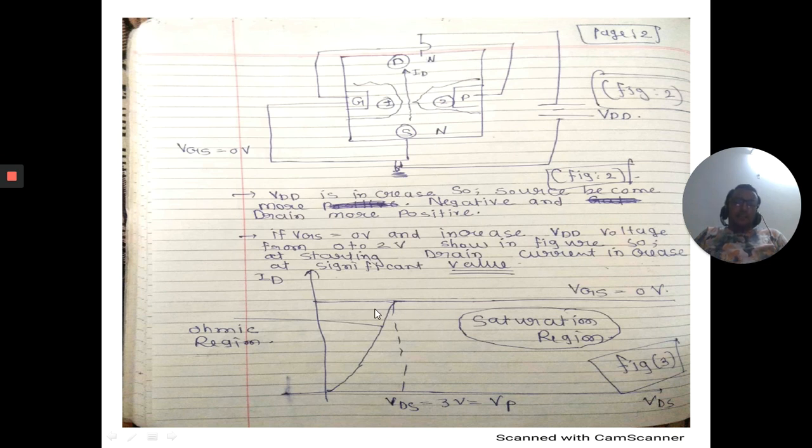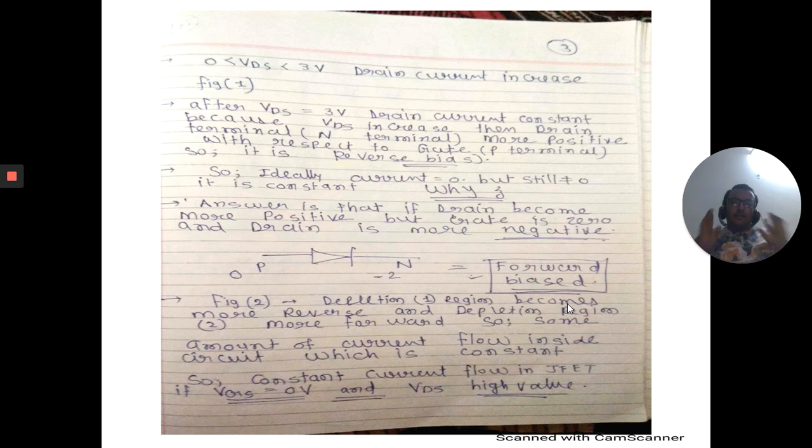See this constant current at VGS equal to 0 after VDD, drain current is constant at 3 volt. After VDS, drain current is constant, because as VDS increases, the drain terminal, the N terminal, becomes more positive with respect to gate, so it is known as reverse bias. So ideally current equals 0, but still it is not 0, it is constant. See this, it is constant.